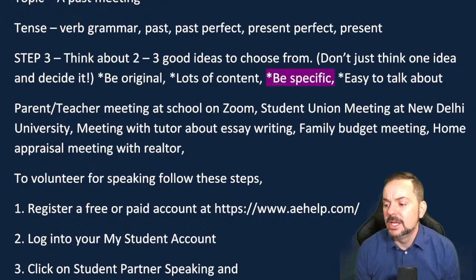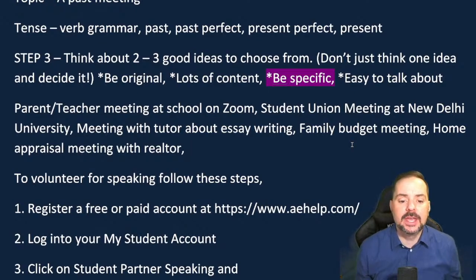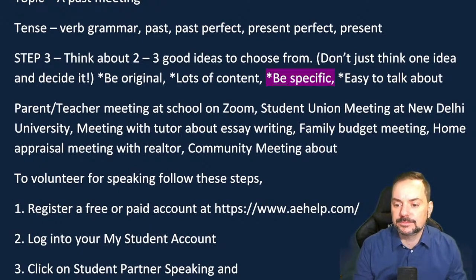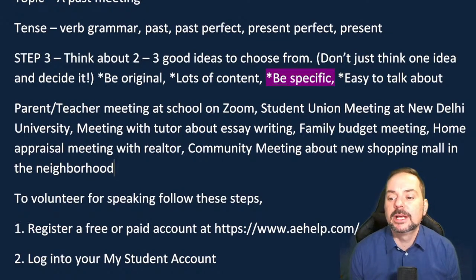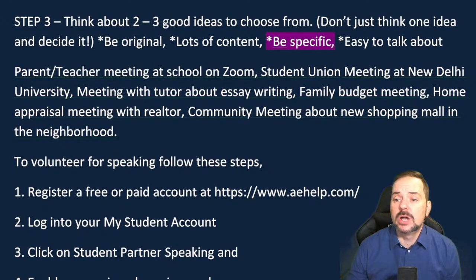Baljit says meeting with friends to play a game on the weekend. I think that might be too simple, Baljit, but possible. Okay, how about a community meeting about a new shopping mall? So how about that? Community meeting about a new shopping mall in the neighborhood. All right. Okay, we've got lots of good ones here, members. Lots of good ones. I'd say most of these are going to be really good choices for this.